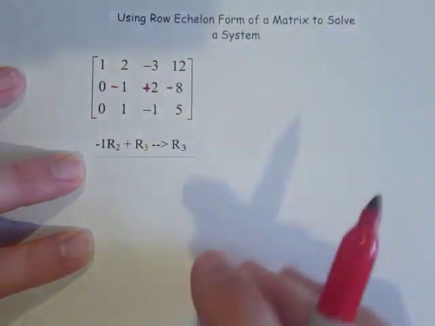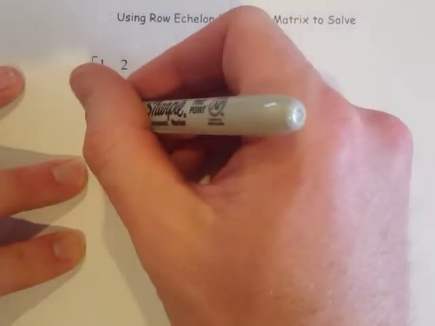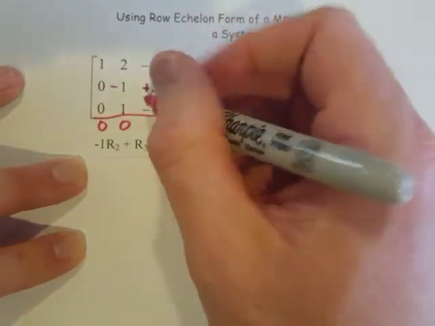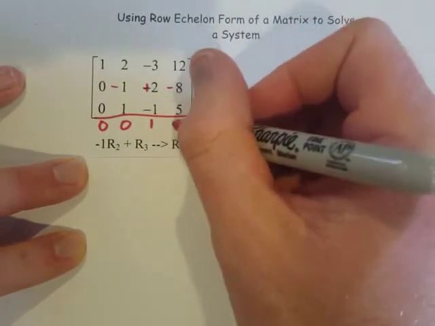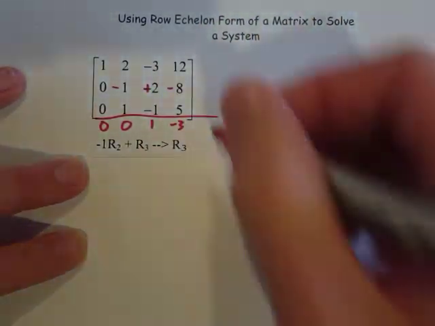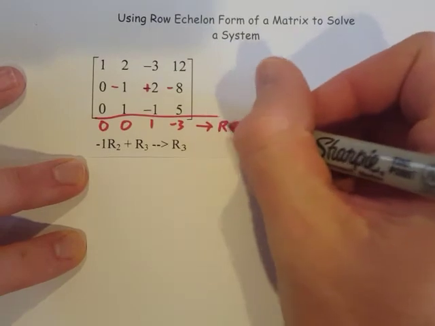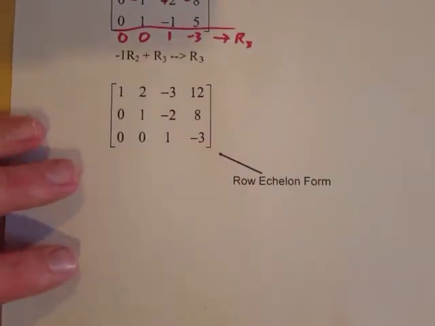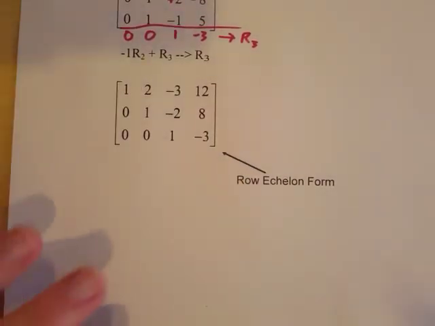This, we change those all to their opposites. We add those together, and it's going to give us 0, 0, 1, and negative 3. And then we can replace that. That's now going to be our new row 3, putting us at this point in the process.